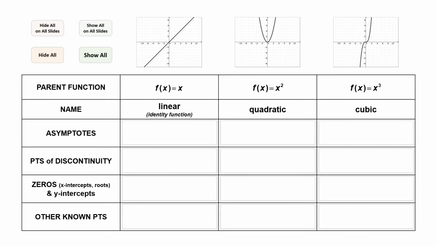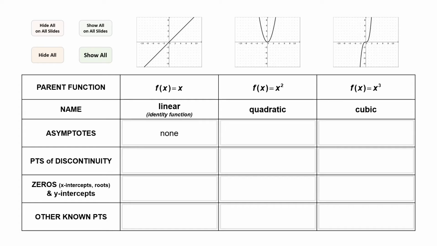In this video, we're going to identify the properties of asymptotes, points of discontinuity, zeros and y-intercepts, and other known points for 9 parent functions. We'll begin with linear, and we'll identify its asymptotes, which is sort of funny because there are going to be no asymptotes for a linear function.